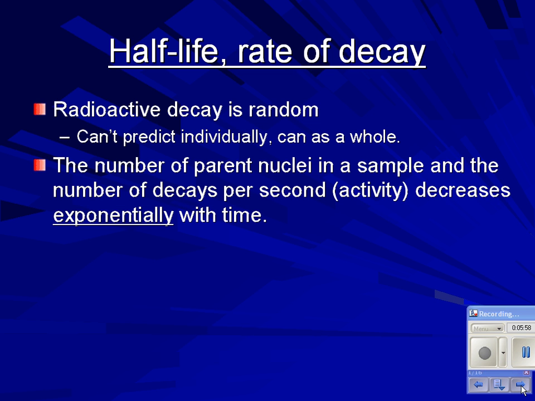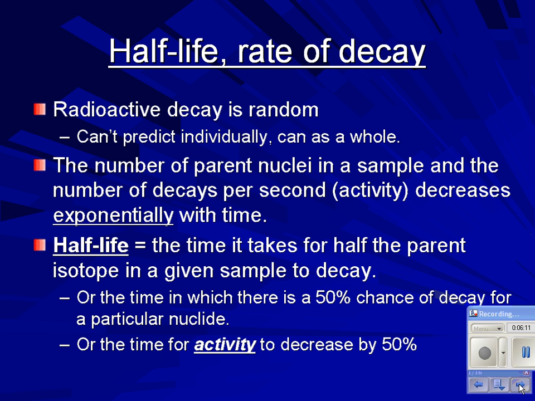And that makes sense because if you think about it, the number of decays per second is going to be proportional to the number of nuclei that you have. So both of those will decrease exponentially. And the idea of half-life is the time it would take for half of the original nuclei to decay into something else. That's one way of looking at half-life. How long would it take for half of my nuclei to decay if I have a sample of this? Or how long would it take for the activity to decrease by 50%?